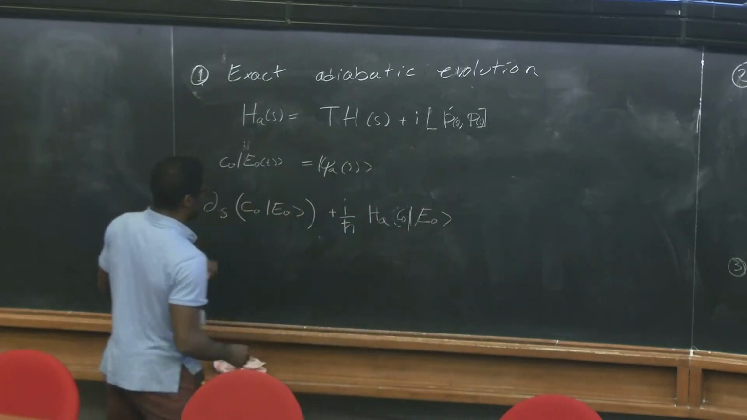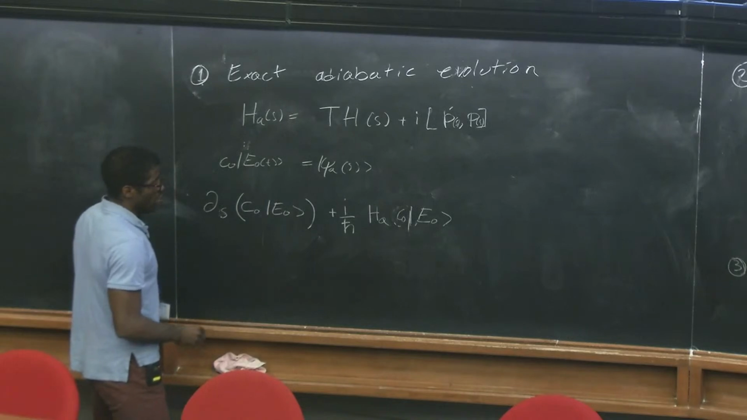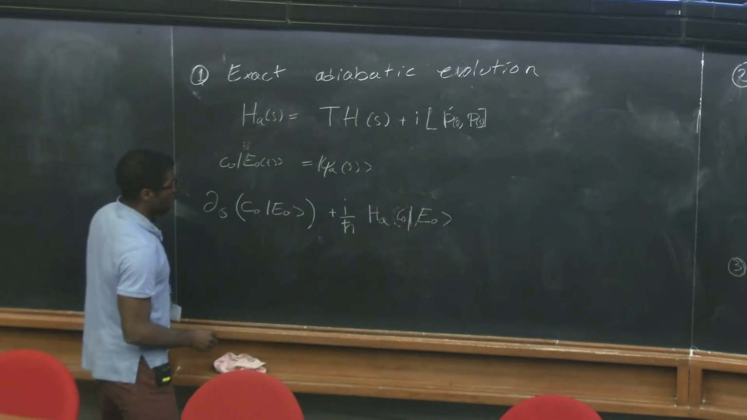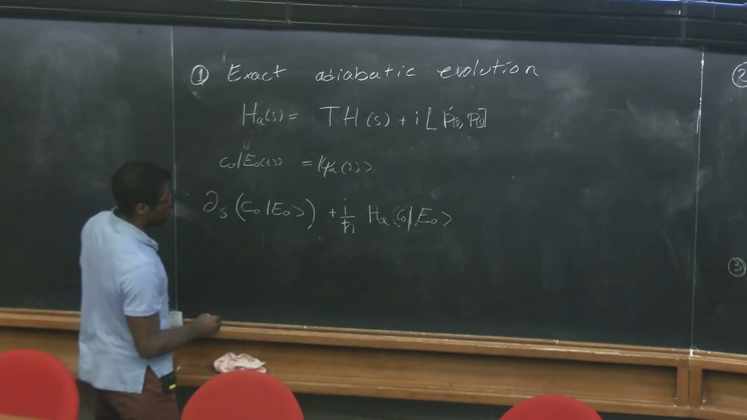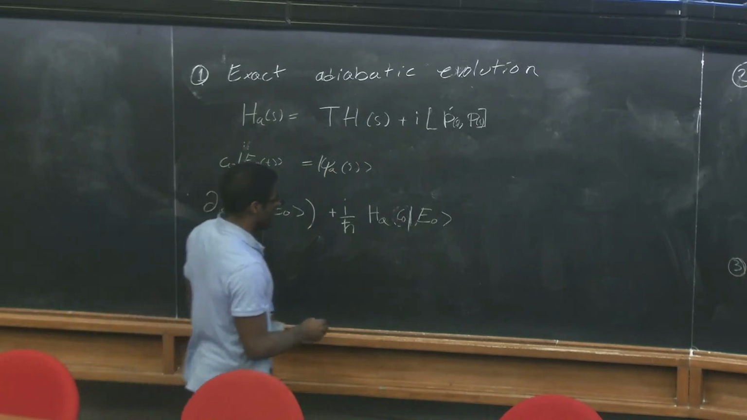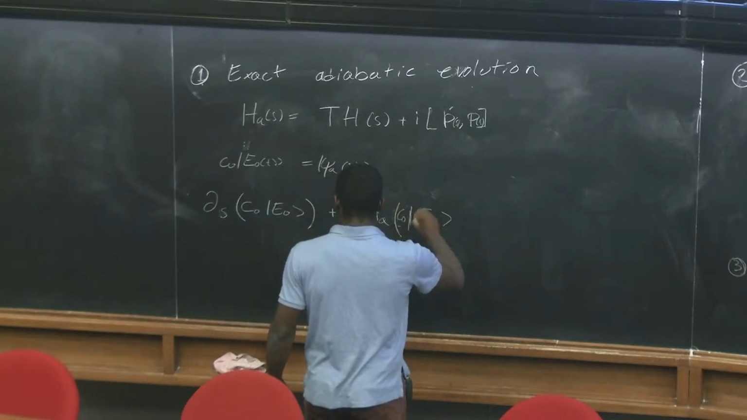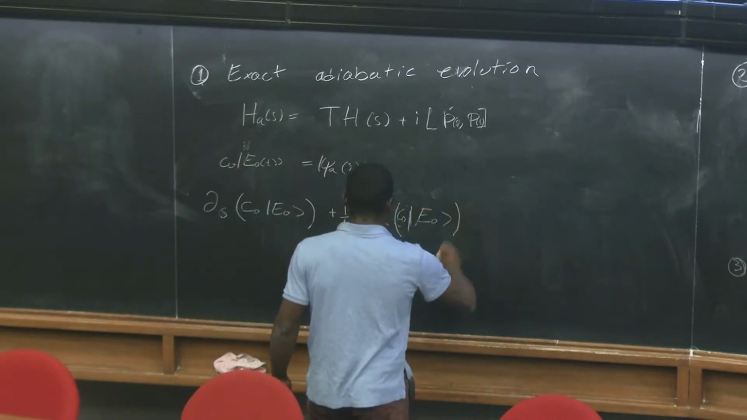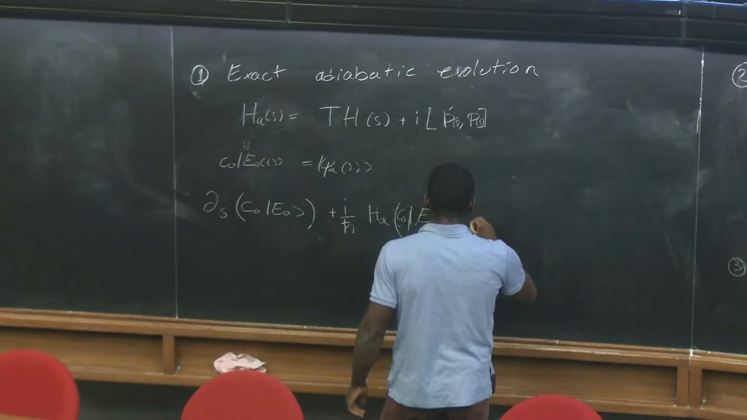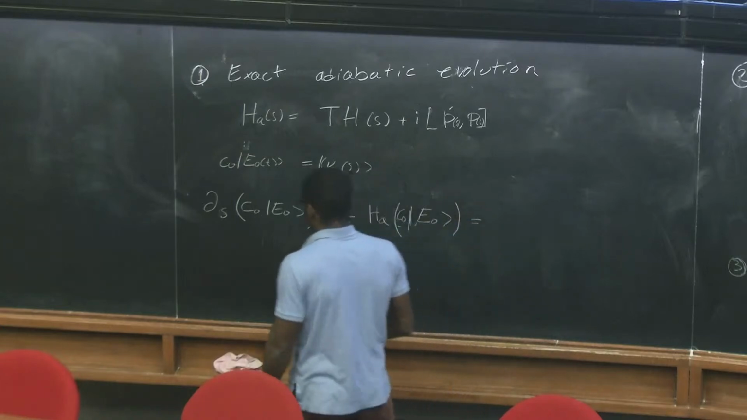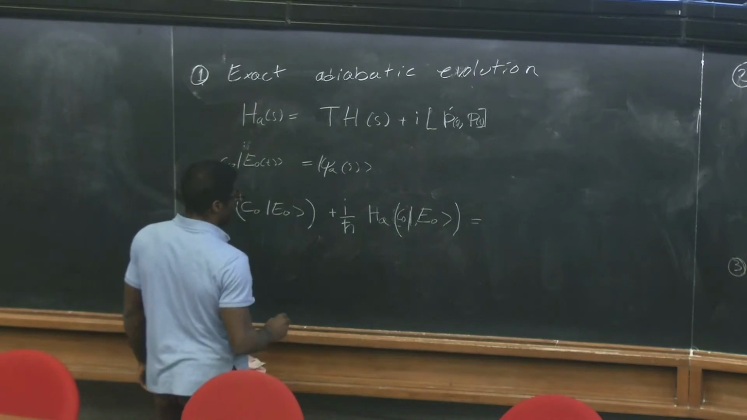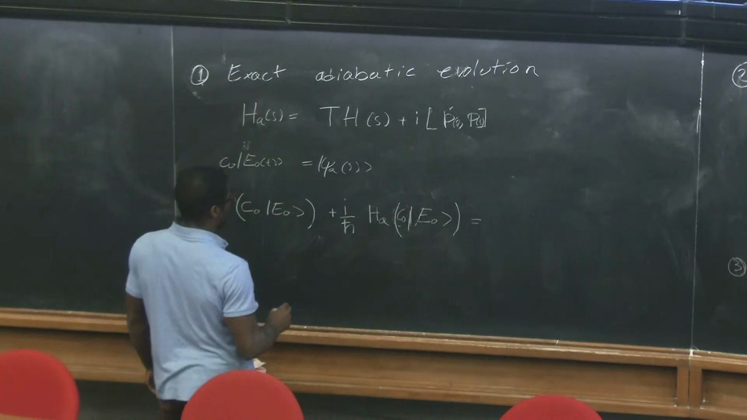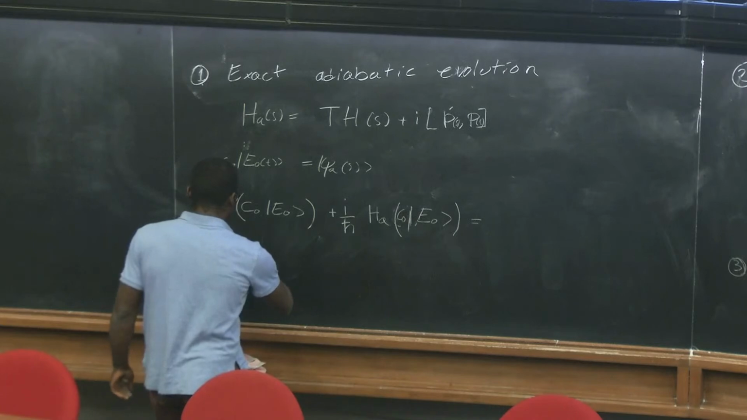So this should be equal to 0 if we want the Schrödinger equation to be satisfied, because I just brought everything on one side in the Schrödinger equation. Okay? So we can start writing this and see what comes out.